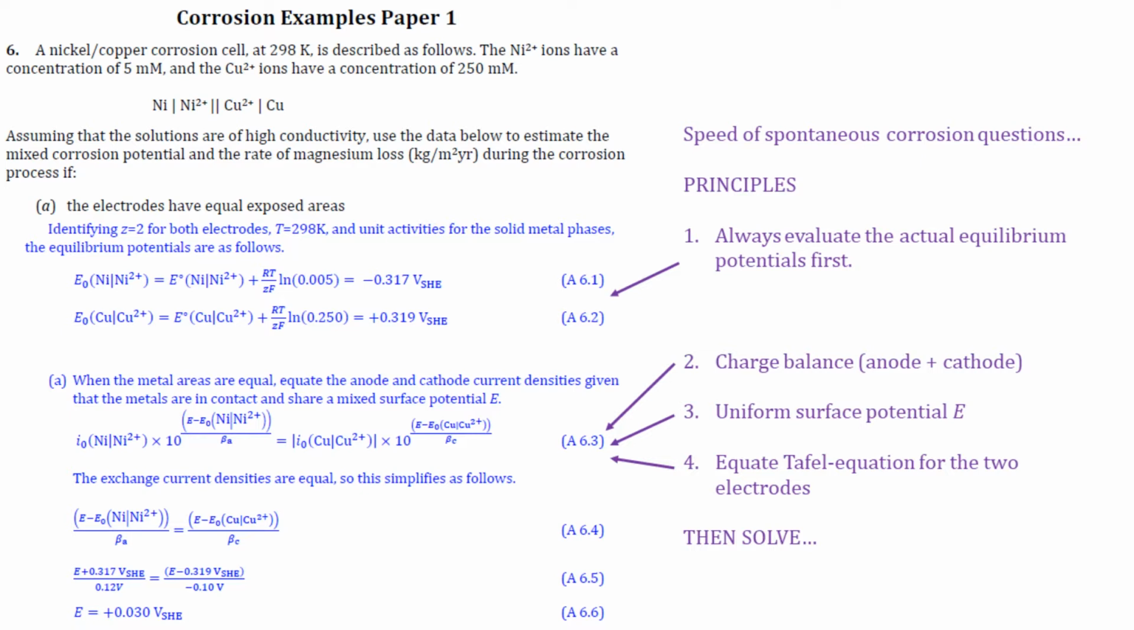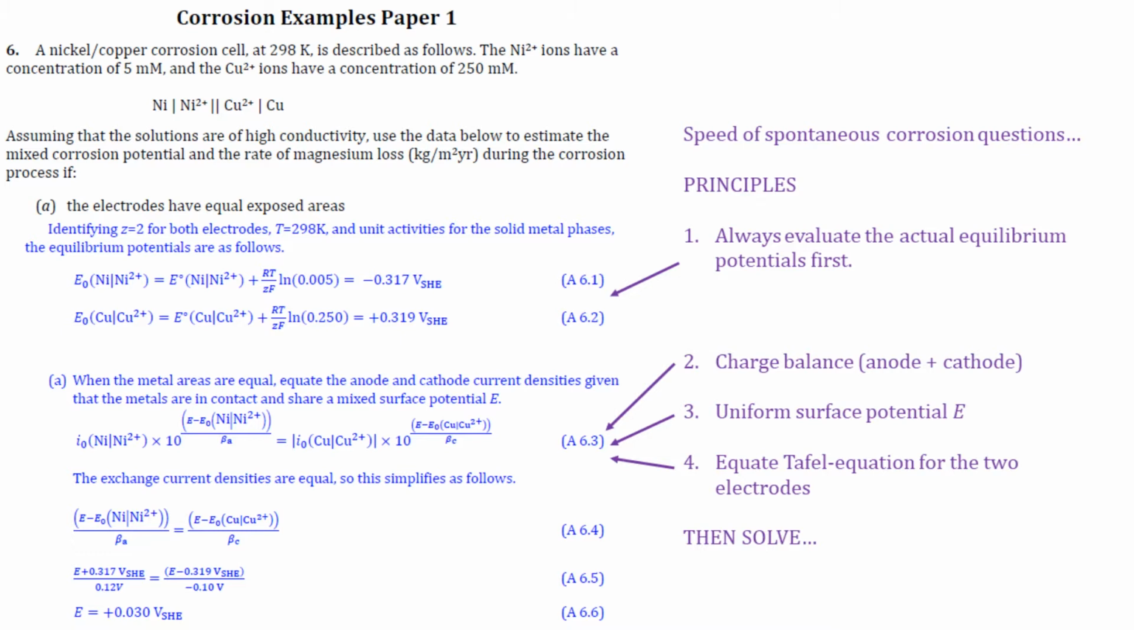And the second difference is that, like in most corrosion questions, we have non-unit ion activities, so 5 millimolar nickel 2+ ions in solution, and 250 millimolar copper 2+ ions. So that means that we can apply the same principles again, but if you forget to apply principle number 1, which says always evaluate the actual equilibrium potentials in the question first, as the first thing you do, if you forget the log correction in the Nernst equation, you'll get answers which are quite significantly wrong.